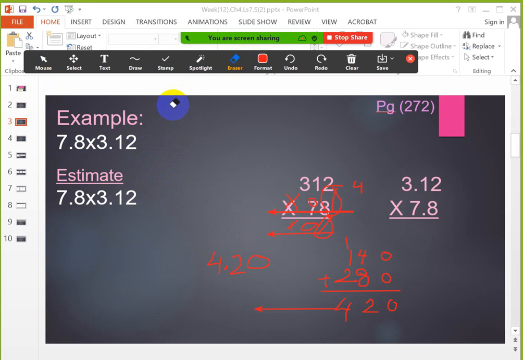Look at this example. Here I will use estimate to estimate the product, the answer. Okay, you remember this step. Sometimes we do it, sometimes we don't. So now we will do estimate. I want to multiply here 7.8 with 3.12. So first thing I will do the estimate, girls.